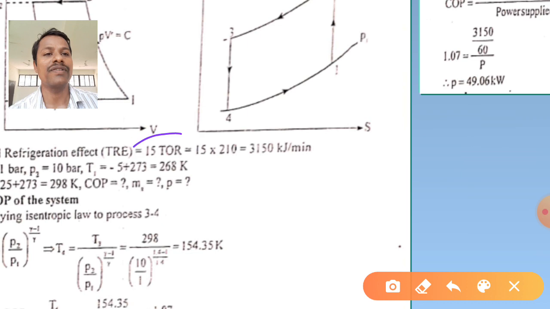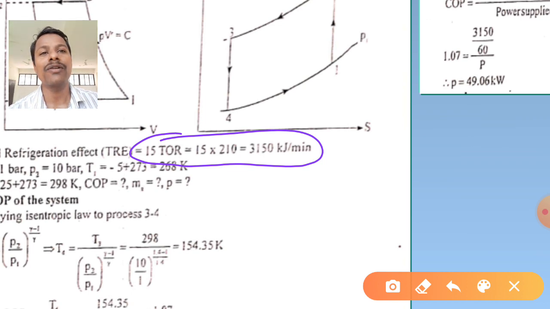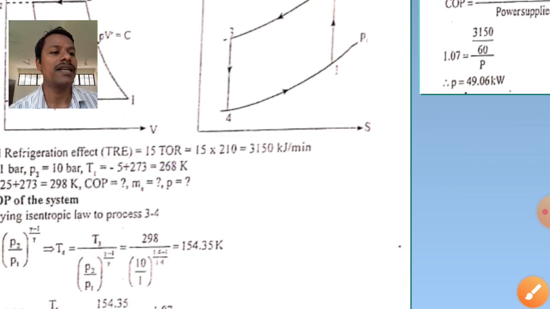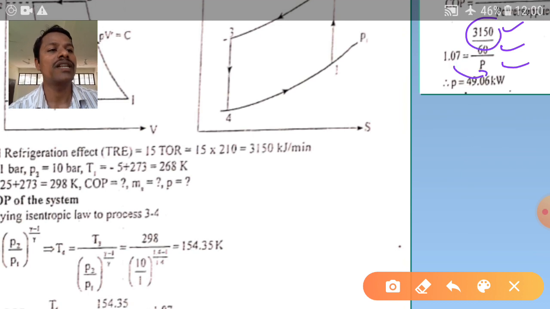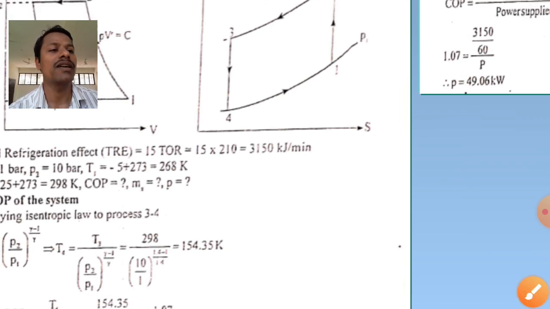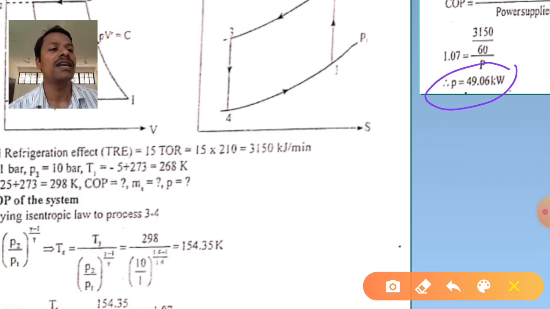This was the conversion: 15 TR is equal to 15 into 210, which is 3150 kilojoule per minute. How do we convert this to kilojoule per second? 1 minute equals 60 seconds, so 3150 divided by 60, divided by the input power to the compressor, which I am calling P. Therefore, P is equal to this value divided by 1.07. Finally, I can calculate the input power to the compressor as 49.06 kilowatt.